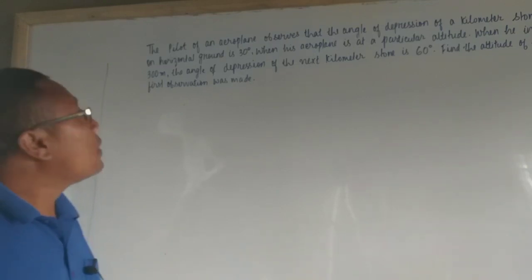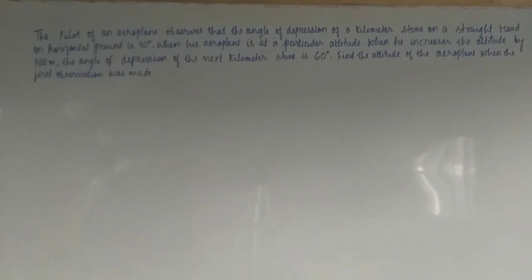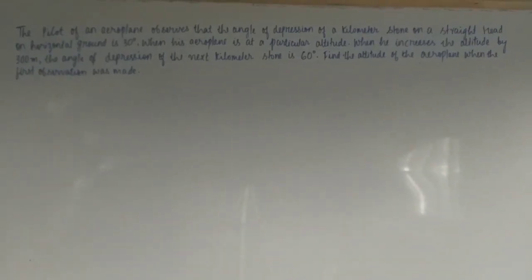So our question for today is given on the board. Let me go through the question first. The pilot of an aeroplane observes that the angle of depression of a kilometer stone on a straight road on horizontal ground is 30 degrees when his aeroplane is at a particular altitude. When he increases the altitude by 300 meters, the angle of depression of the next kilometer stone is 60 degrees. Find the altitude of the aeroplane when the first observation was made.